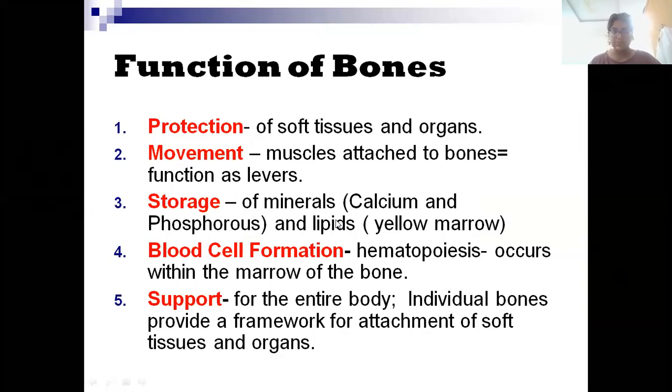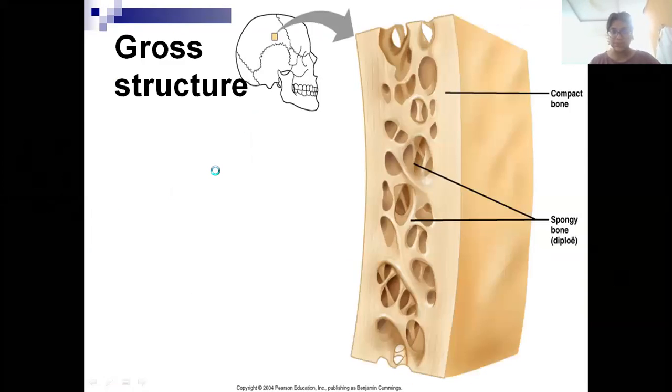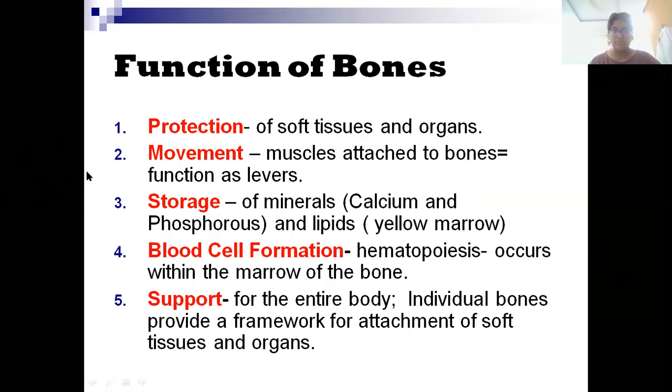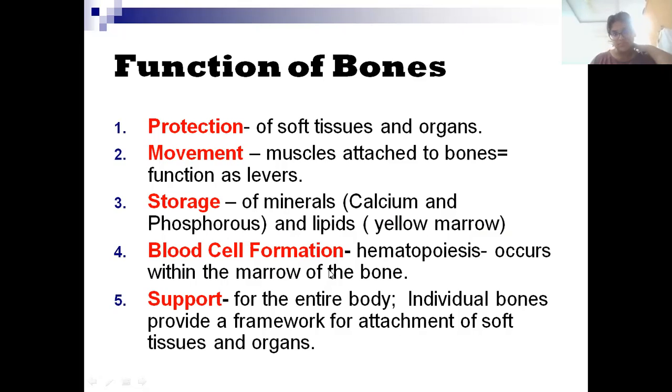So the bone tissue, generally, like what you have studied in your schooling, the functions of bones: it gives protection, it gives movement, it stores certain minerals like calcium, phosphorus and lipids. It also helps in the formation of blood cells, hematopoiesis, that is the production of all types of blood cells, which are present in the bone marrow. And of course this bone is supporting the entire body.